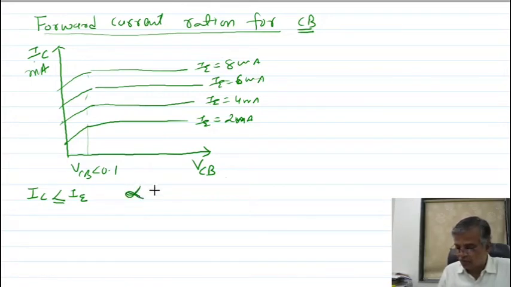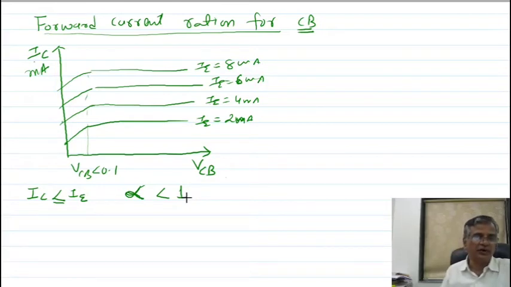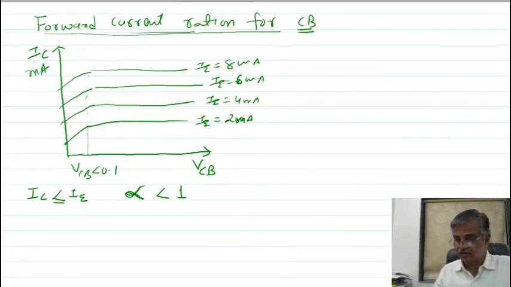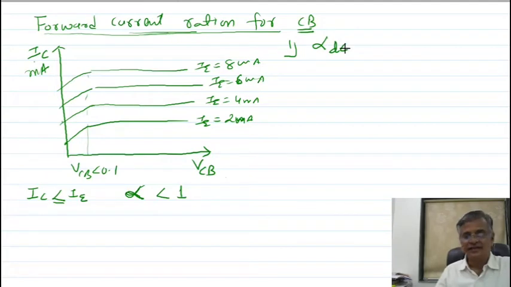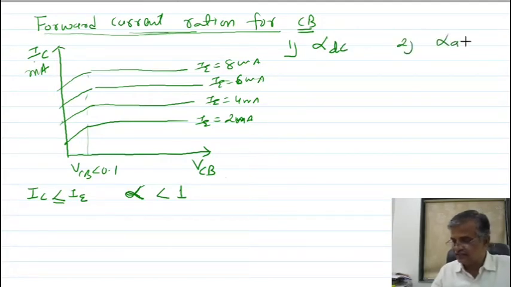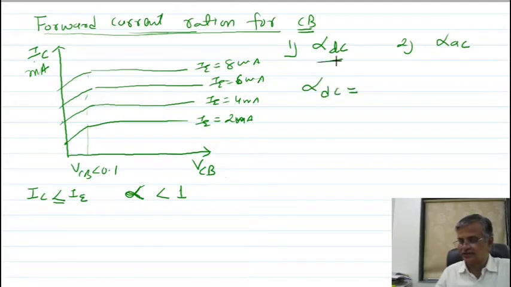Current gain for common base is defined by the symbol alpha. Alpha is always less than 1, meaning it is 0.95, 0.98, 0.96, 0.97, like so. The current ratio, or current gain, is defined in two ways. One is DC current gain and the second is AC current gain. I am discussing DC current gain first.